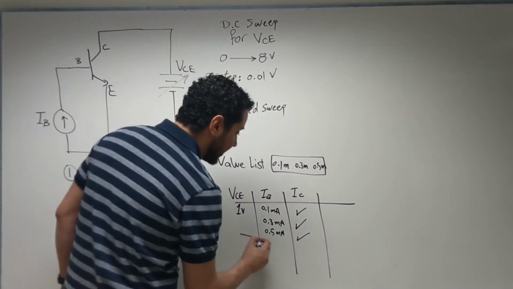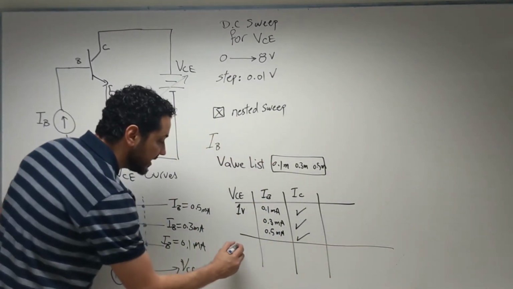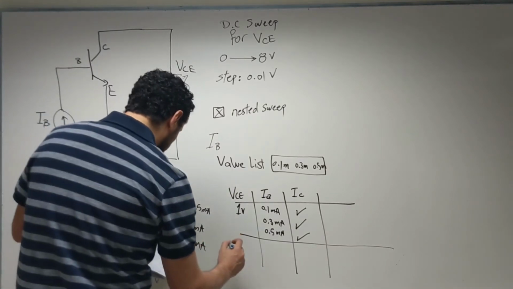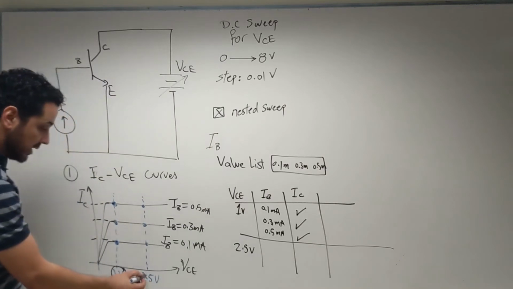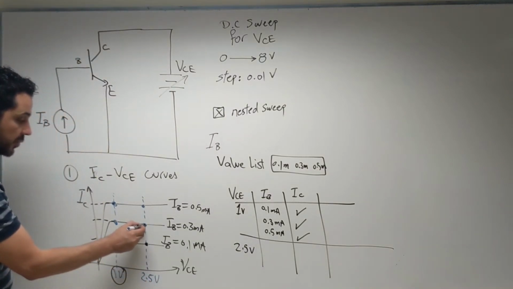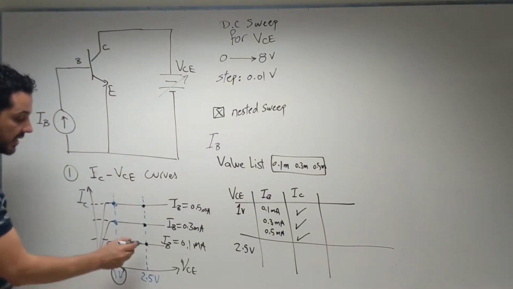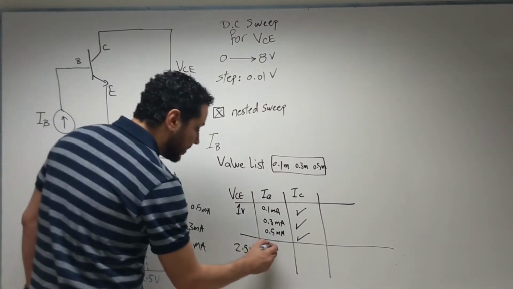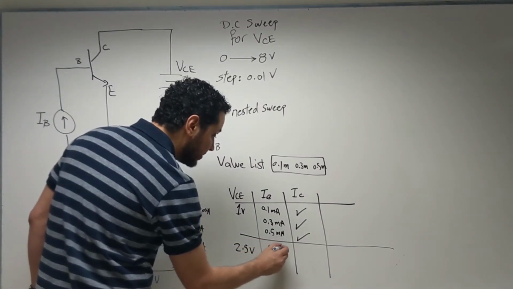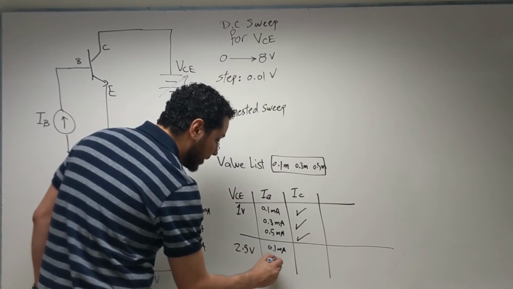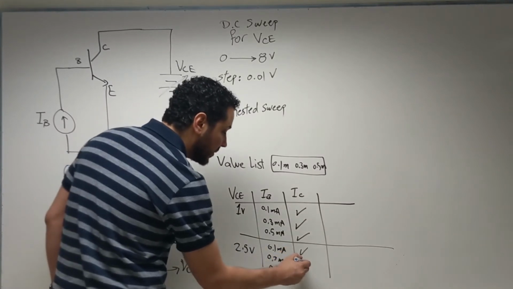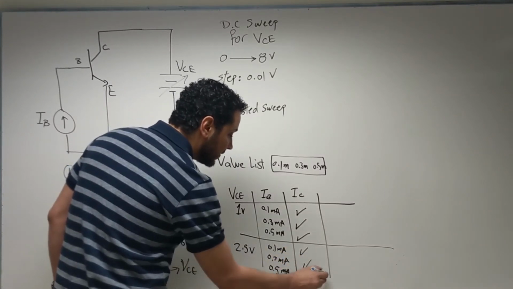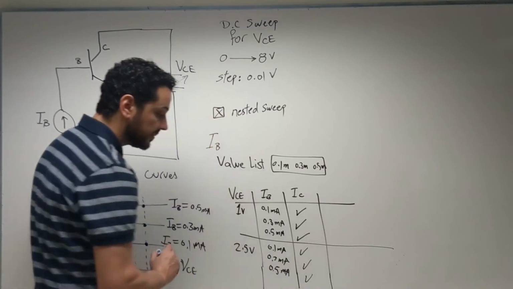You repeat the same thing for VCE equals 2.5 volt. For 2.5 volt, you will have 3 points on the 3 curves. For the first point, I base will be 0.1 milliampere, second point 0.3 milliampere, and then 0.5 milliampere. For the 3 points, you are going to measure the values of IC.